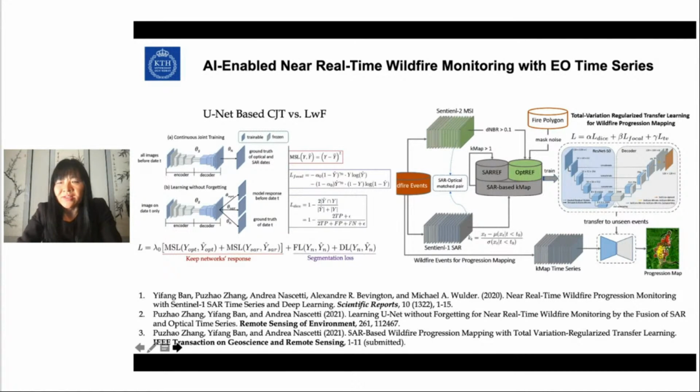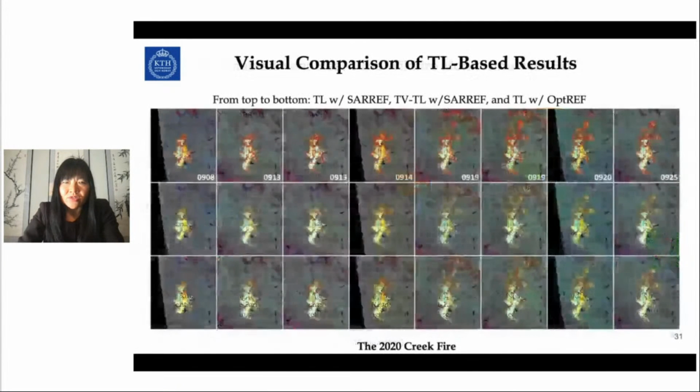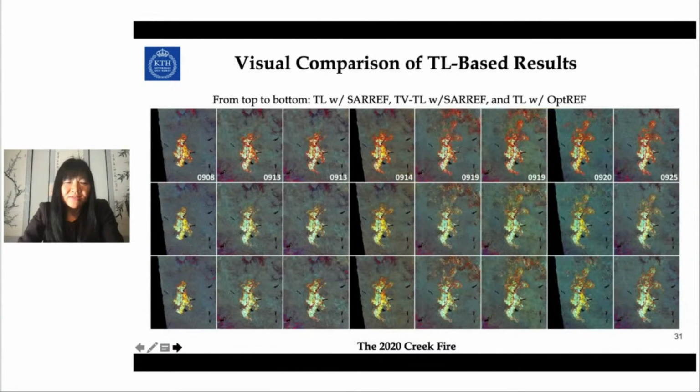So transfer learning has a lot of potential because we have many past fires we can use to train our deep learning model and then do the prediction on the ongoing wildfires. So I'd like to show some results. These are the results from the Creek Fire from 2020. We can see that the near real-time progression is captured quite well.